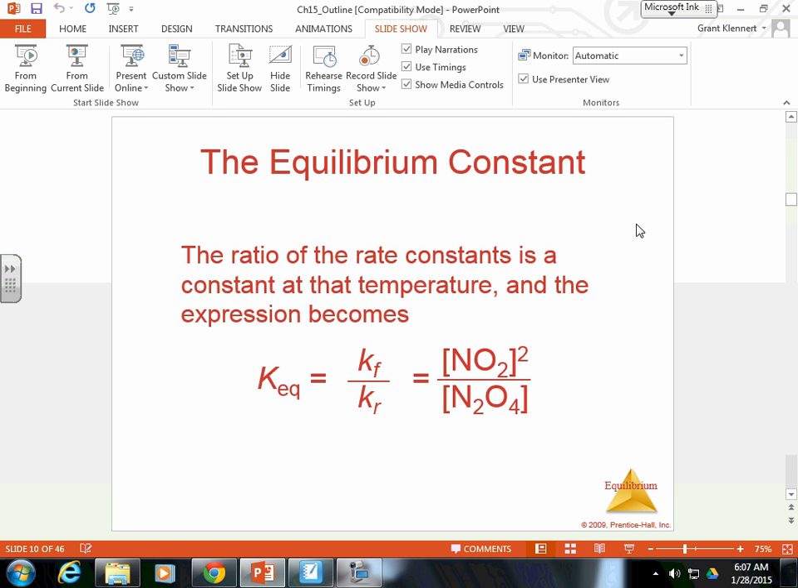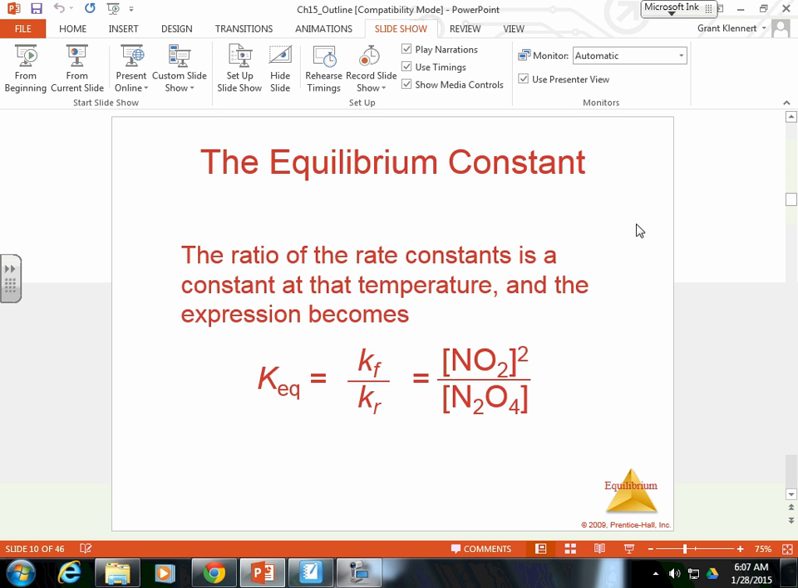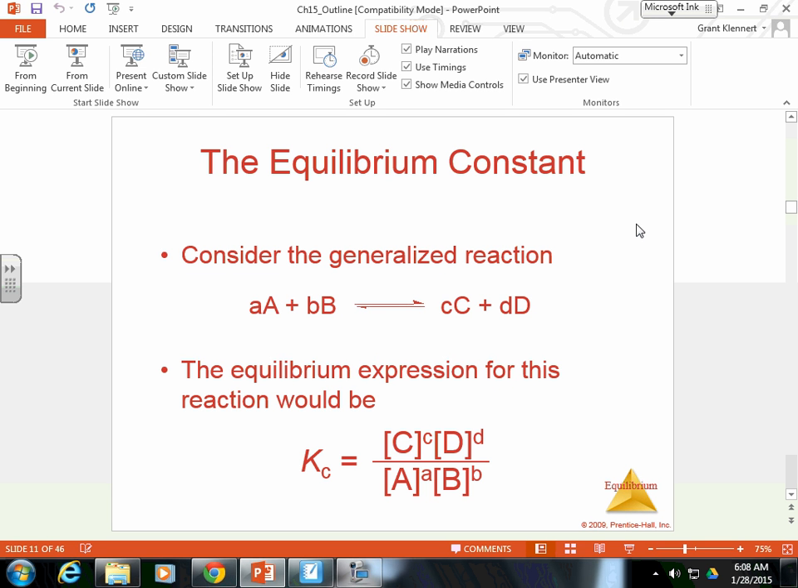So if you take the products, and in this case our products were NO2, so we're going to take our rate for our products, which is NO2 squared, divided by the rate for our reactants, the concentration of N2O4, and you get NO2 squared over N2O4. So it's really the rate of your products divided by the rate of your reactants. And we can classify that as if Keq is equilibrium, you'll see it as Kc, which is just equilibrium constant. So that's what we're working on, is Kc.